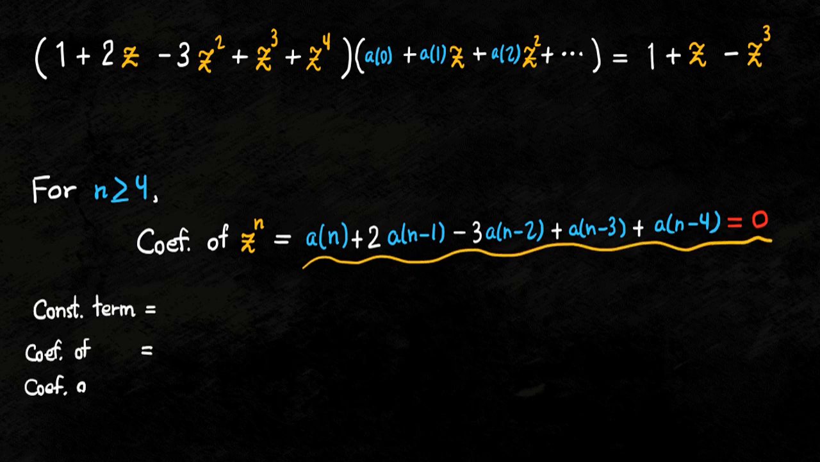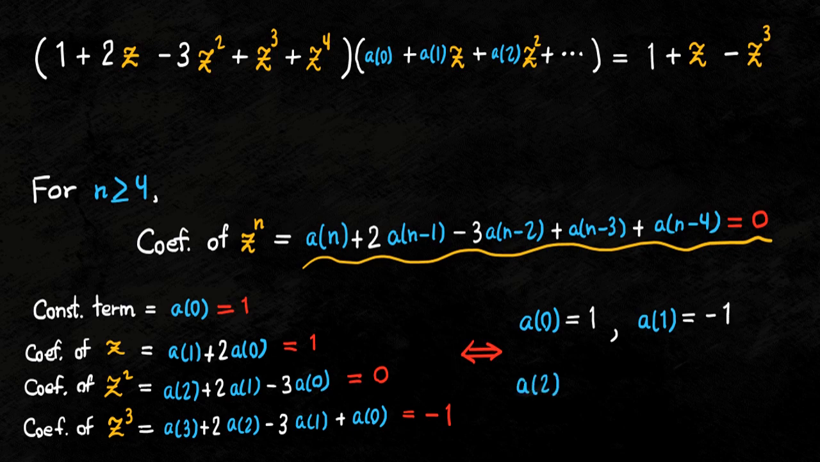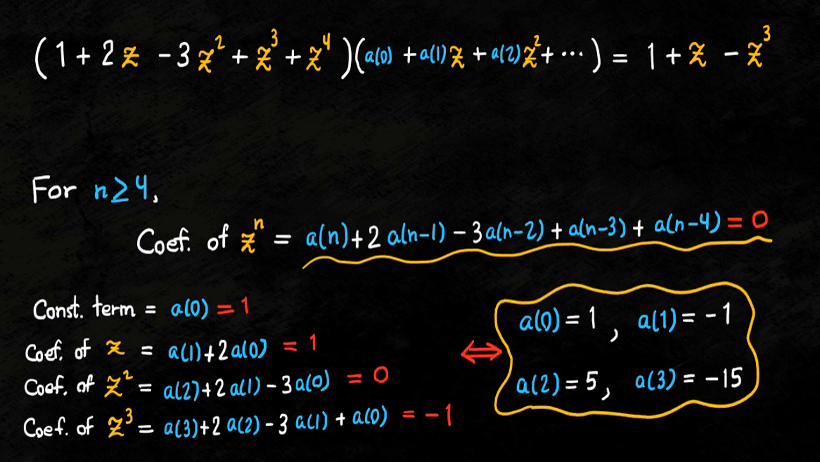For n less than 4, the coefficients of z to the power of n are the following. And so, we have these relations. Therefore, a0 is 1, and this gives us a1 is equal to negative 1, and so a2 is 5, and so a3 is negative 15. Thus, just by using the proper rational generating functions, we have recovered both the initial conditions and the linear recurrence of our mystery sequence.